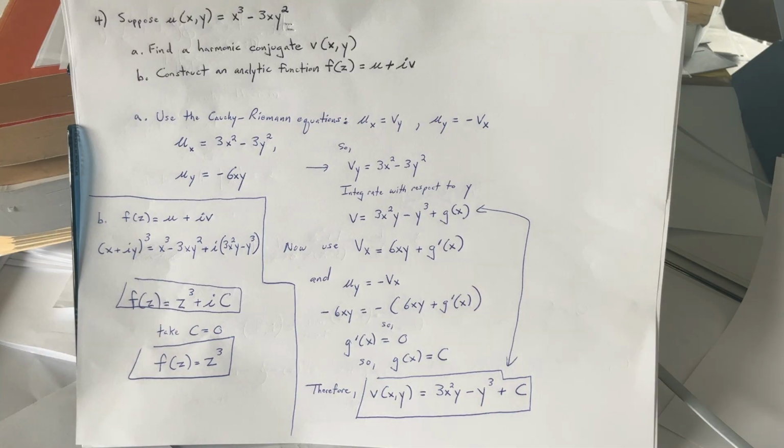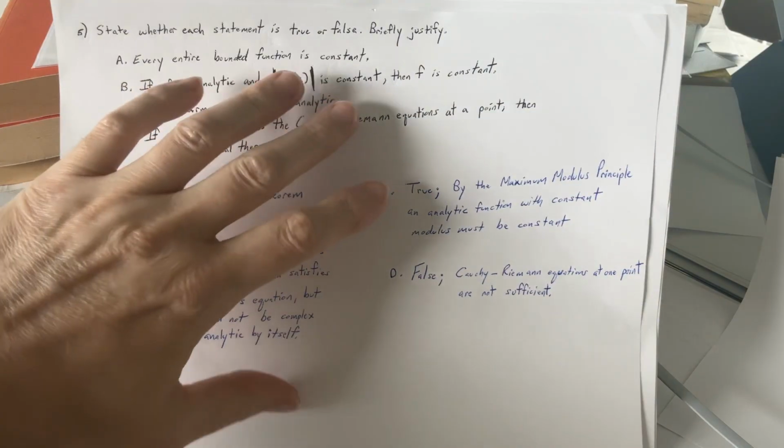Take your c value at 0 equals 0, and in the very end, our analytic function could just be f of z equals z cubed. So that takes care of part B. That's 4A, 4B. Let's go right into 5, which is true and false.